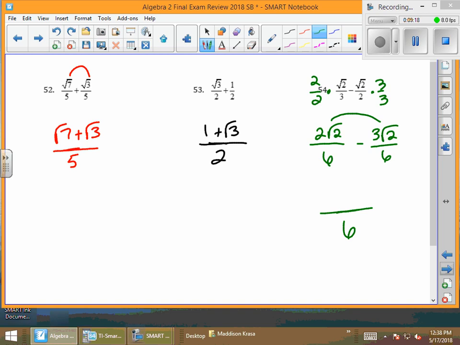2 radical 2 minus 3 radical 2 is a -1 radical 2. You don't have to write the -1. You can just leave it as negative radical 2 if you would like. And again, we could combine those because they both had a radical 2.